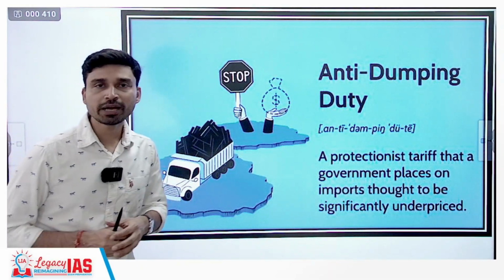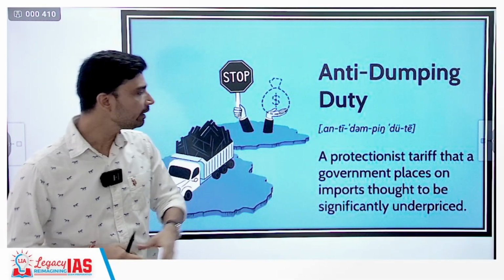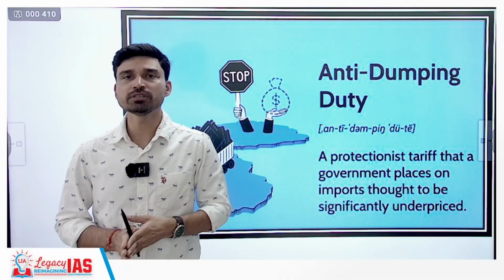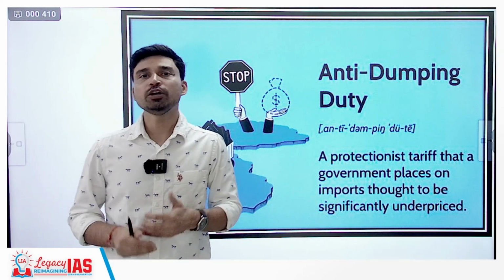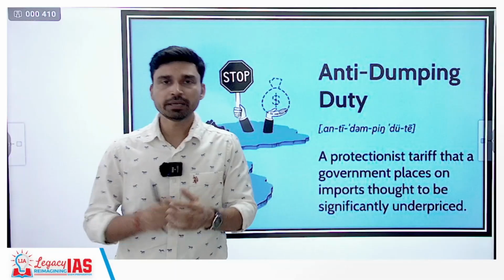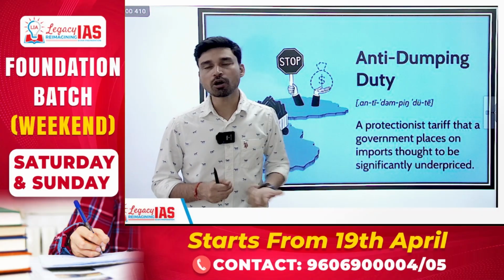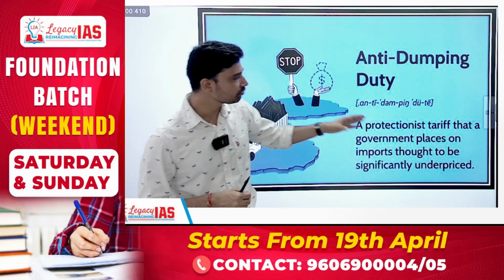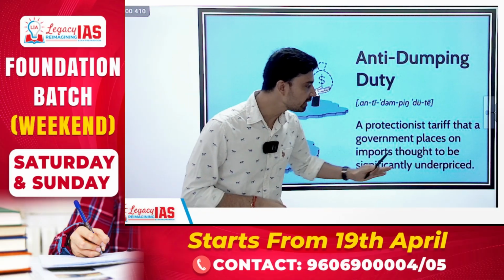Now let us try to understand what we mean by the term anti-dumping duty. In simple terms, we can define it as a kind of protectionist measure. A protectionist measure refers to a condition where a government tries to protect domestic producers, domestic players, so that they do not lose their competitiveness against international players. So it is a protectionist tariff that a government places on imports thought to be significantly underpriced.